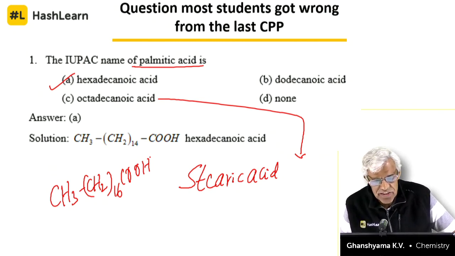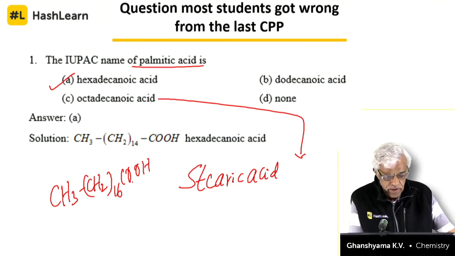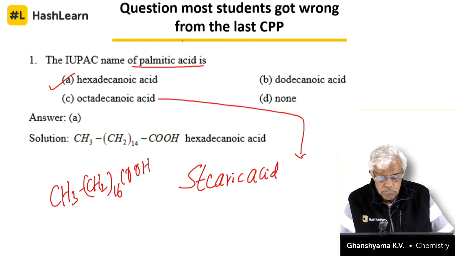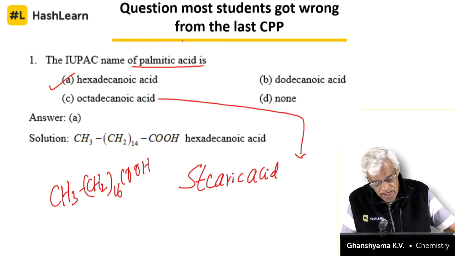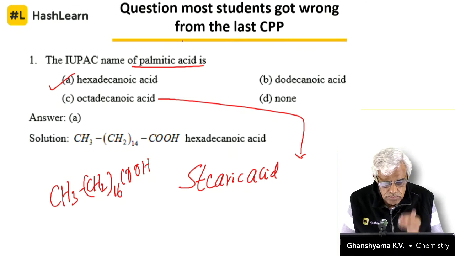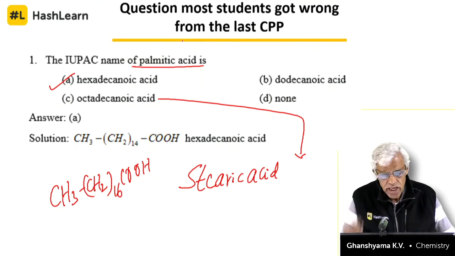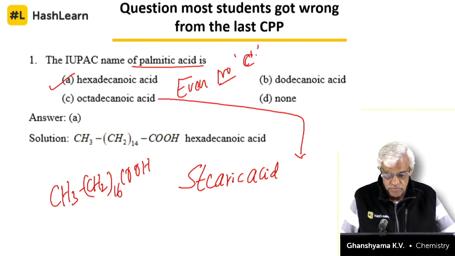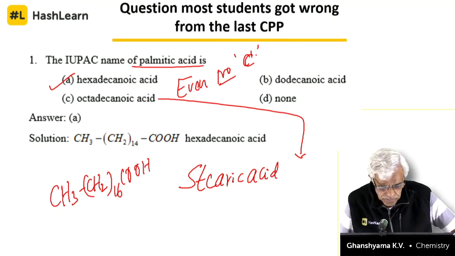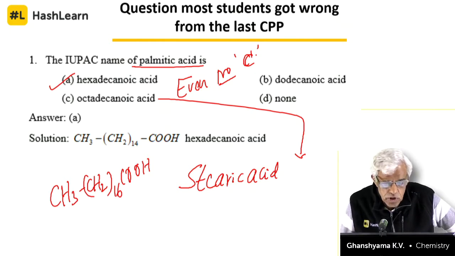Okay, right. So, octadecanoic acid is stearic acid, hexadecanoic acid is palmitic acid. Before I go to the other acids, please note that all naturally occurring fatty acids contain an even number of carbon atoms. Important. All naturally occurring fatty acids have an even number of carbon atoms.